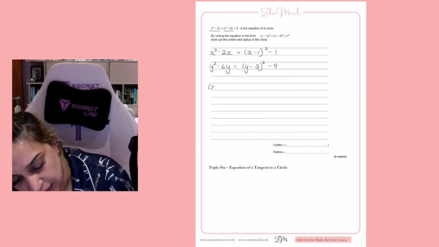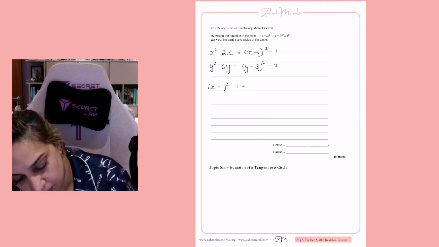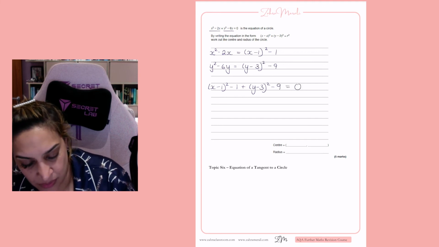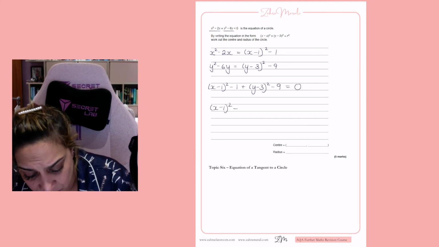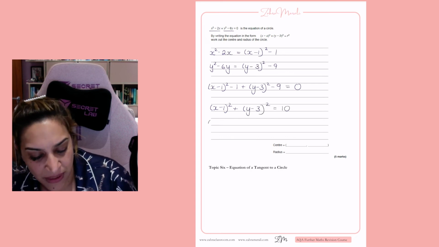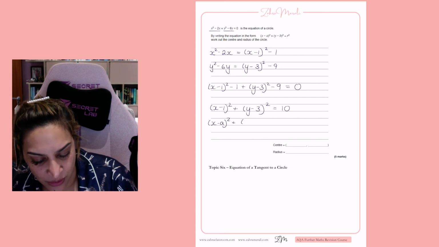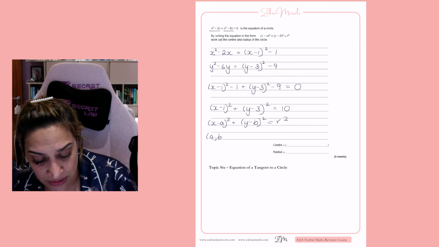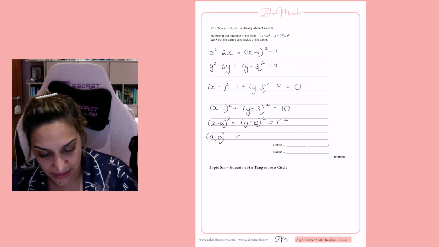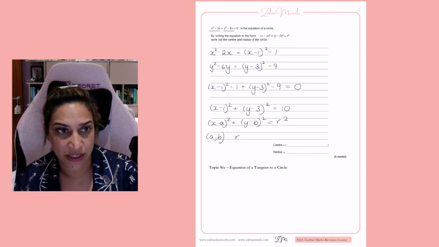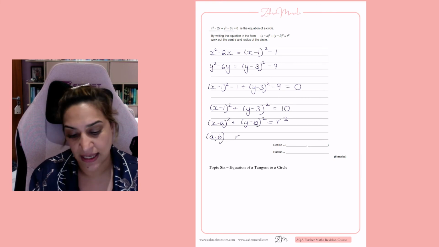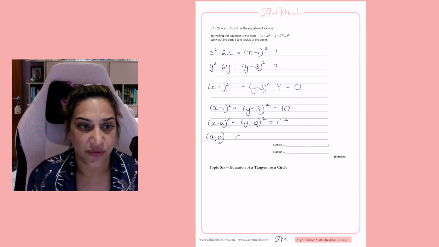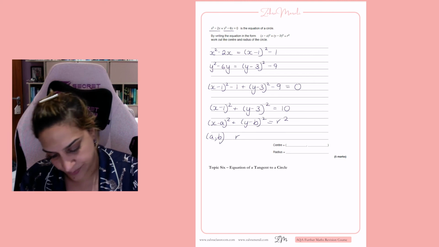Now we're going to put it all together. Equals 0. We can move the numbers onto the opposite side. And remember, x minus a squared plus y minus b squared equals r squared. a, b is your center and r is your radius. So here we can see straight away that our center is 1, 3, and our radius is root 10.